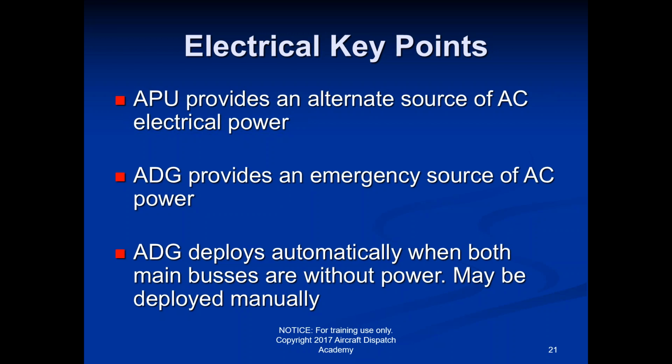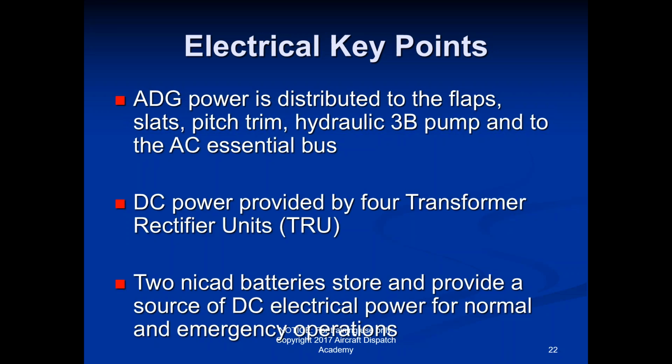Regarding the electrical system, the main key points that you need to know are that the primary source of power are the two engine-driven generators, the IDGs. The backup source is the APU. The emergency source is the ADG. ADG power is distributed to the flaps, the slats, the pitch trim, the hydraulic 3B pump, and to the AC essential bus, which is what we were just talking about.